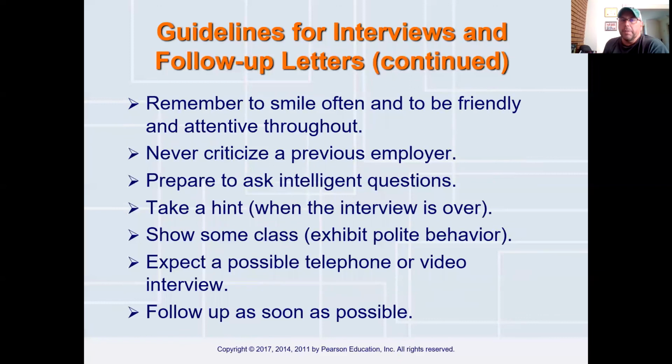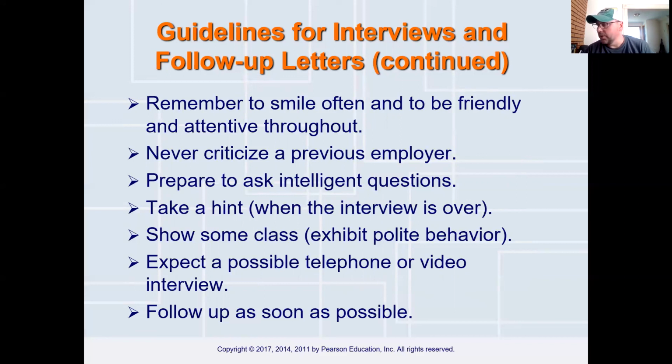Remember to smile often and be friendly and attentive throughout. Okay? Don't let your eyes wander out the window. Don't look down at your shoes. Don't start scratching at the buffalo wing stain on your t-shirt that I've often got myself. Make sure that you are paying attention, you're listening, you are open to what they are saying, okay?